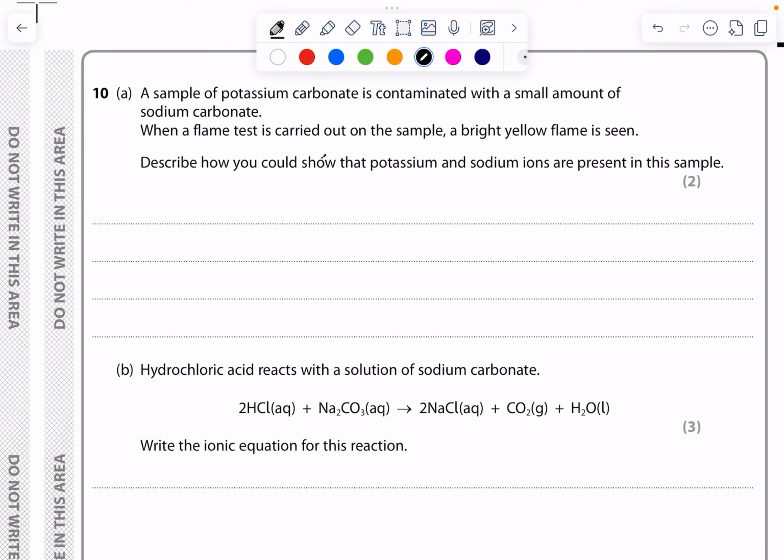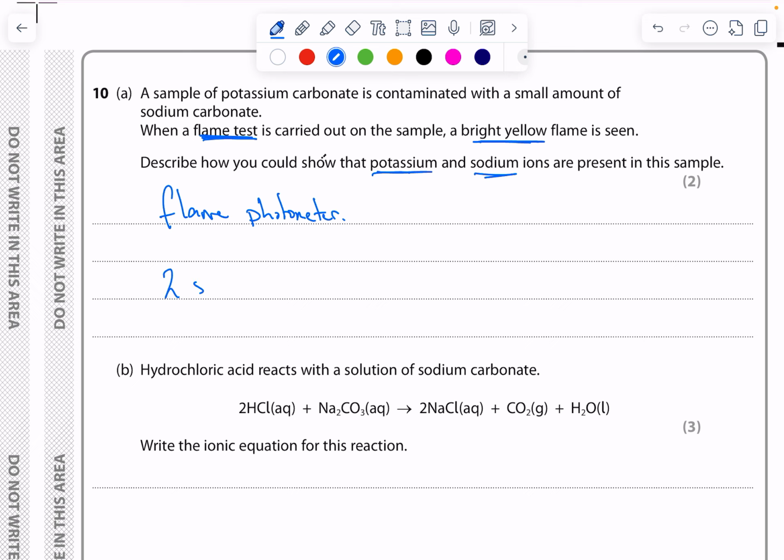Okay, this first question here is a tricky one, and make sure you read it correctly because it tells you that they did a flame test and a bright yellow flame was seen, but they know that this sample contained those two ions. So how could we prove it contains those two ions? The best way of doing this would be to do flame photometry.